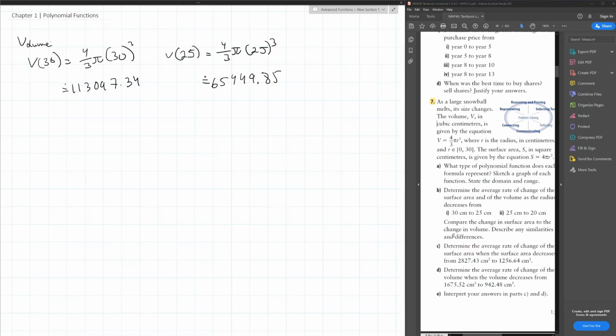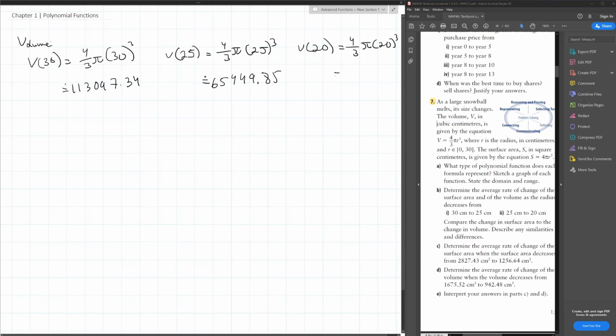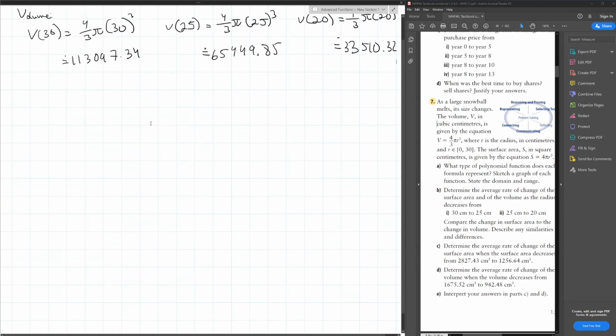Lastly, I'd like to just combine them all into one question. I don't really feel like doing a B1 and B2. So I'll just split it up in just volume versus surface area. So then we have V of 20 is equals to 4/3 pi of 20 cubed is equals to approximately 33,510.32. There you go. Now we need to find AROC for when we're changing from 30 to 25.